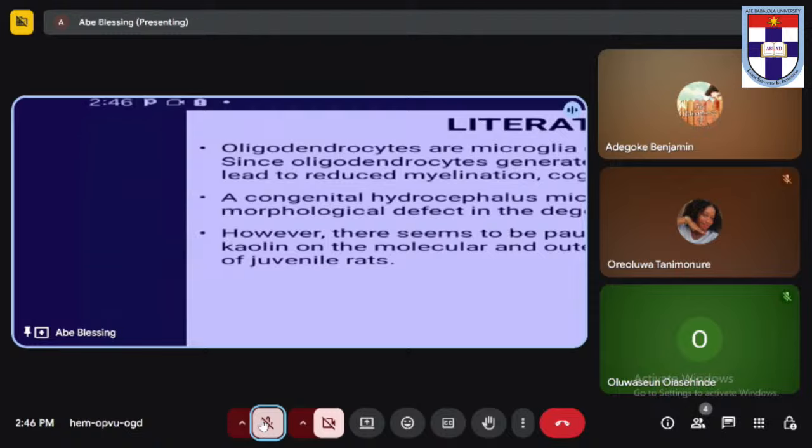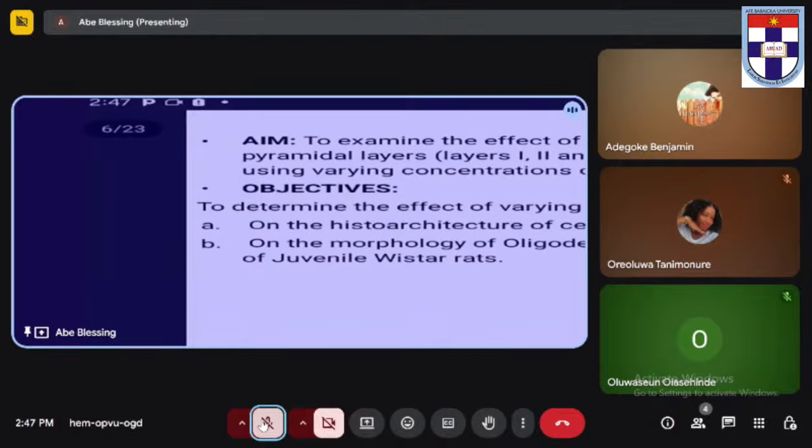Oligodendrocytes are glial cells. They are round cells with darkened nuclei, and their dysregulation could lead to reduced myelination and dysfunction following hydrocephalus. There have been different studies on the effect of hydrocephalus on different regions of the brain. However, there seems to be no research on the effect of different doses of kaolin on the molecular, outer granular and pyramidal layers of the cerebral cortex of juvenile rats.